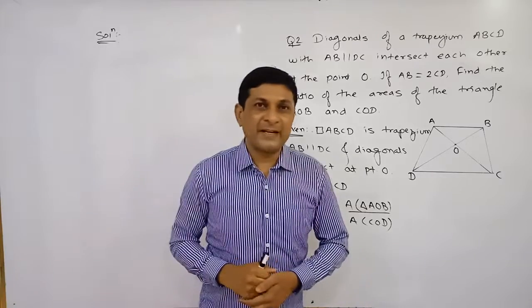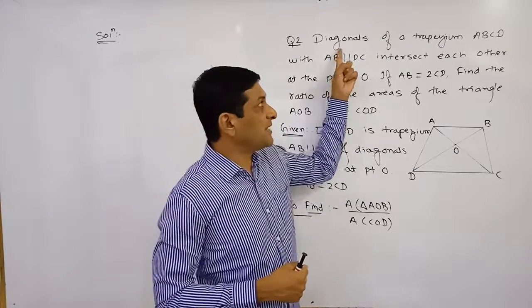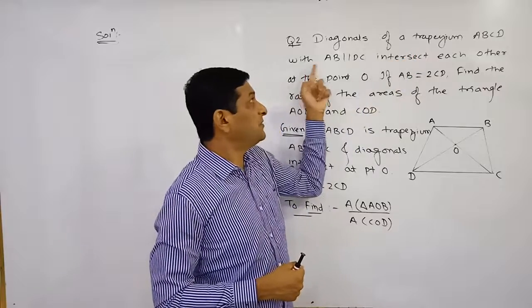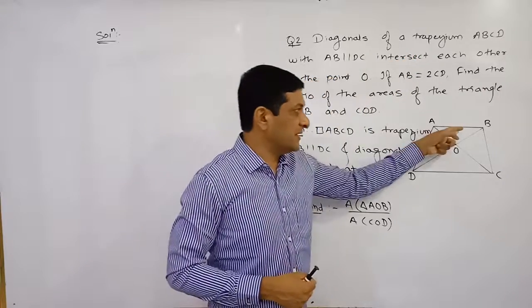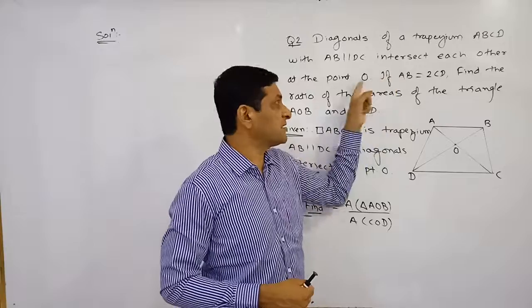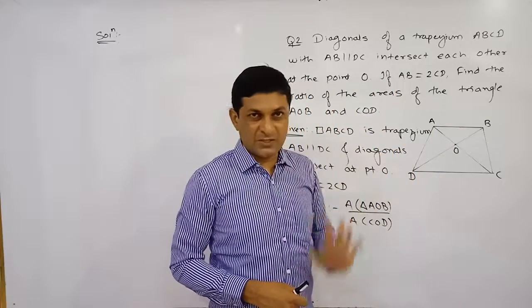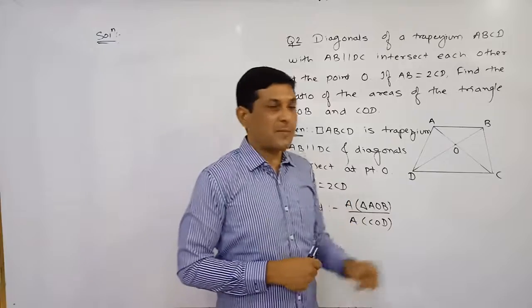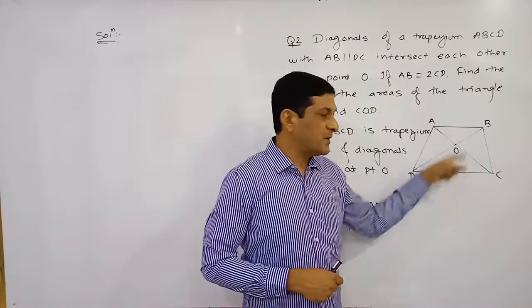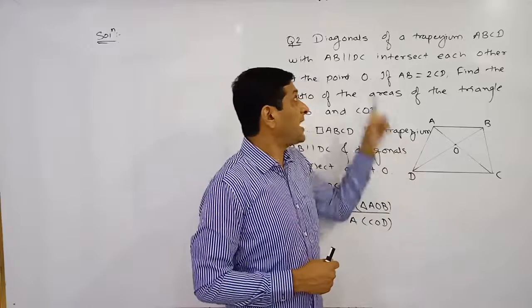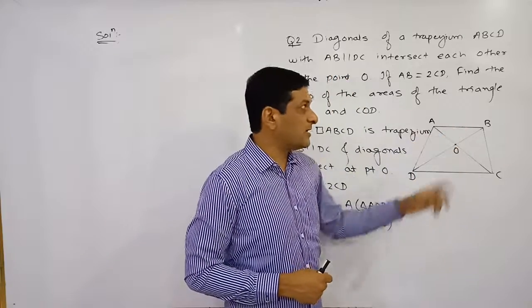Now observe the second question. In the second question, the diagonals of this trapezium, in which AB is parallel to DC, intersect each other at point O. So the diagonals intersect at point O, it is given to us, and this quadrilateral is a trapezium. Since it is a trapezium, one pair of opposite sides is parallel. According to the given condition, AB is parallel to DC.